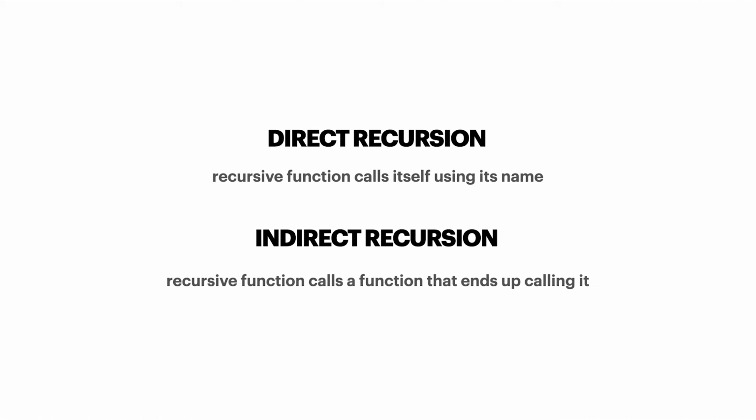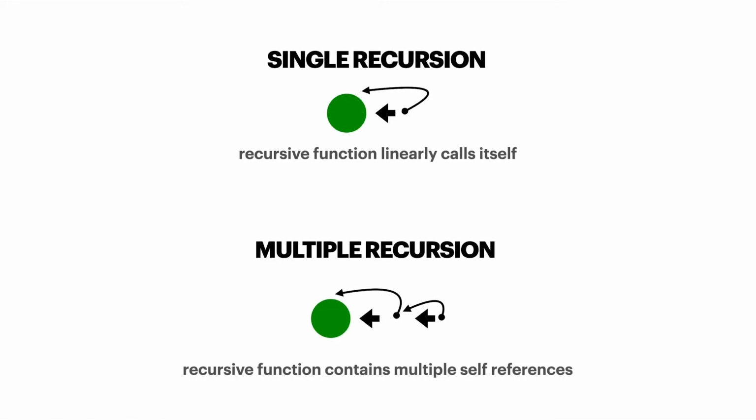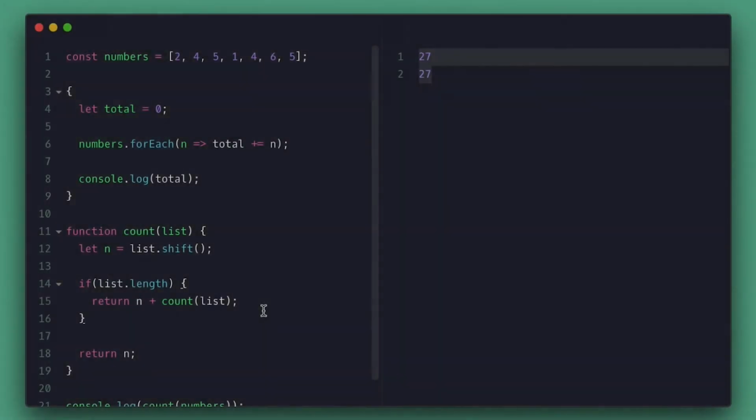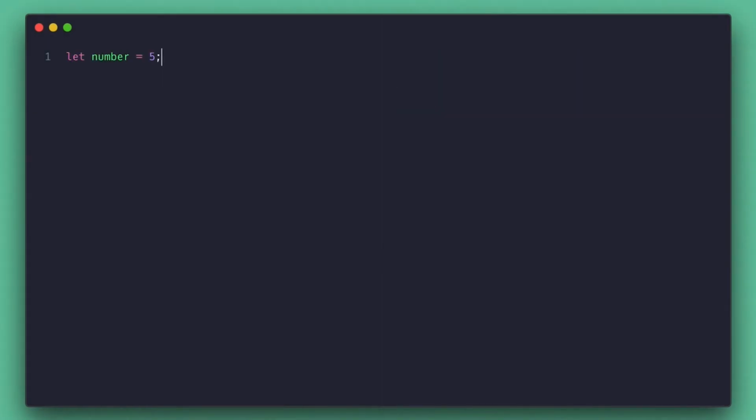But you can also have indirect recursions where a function calls another function which ends up calling itself. Recursions can also be single or multiple. A single recursion is linear from start to finish, and a multiple one can deviate during the condition, then come back and continue.